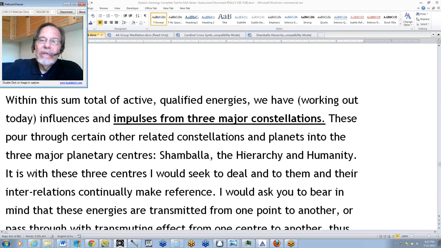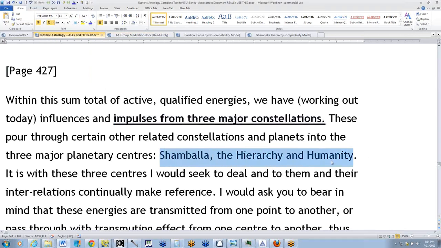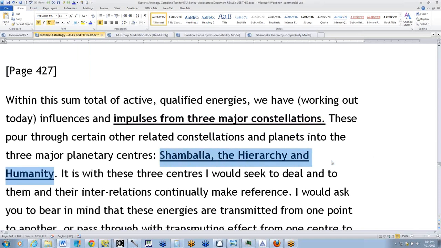In other words, these heavenly impulses from the major constellations pour through certain constellations related to them, the 3 great ones, through certain constellations related to them, into the 3 major planetary centers. And this we've seen when we considered the triangle, which is Leo, Capricorn, and Pisces. And they made their way even into the human energy system. It is with these 3 centers, and I've already shown us pictures of the way they were related previously by Eros in the early days, how it is in the present time, and how it will be in the future.